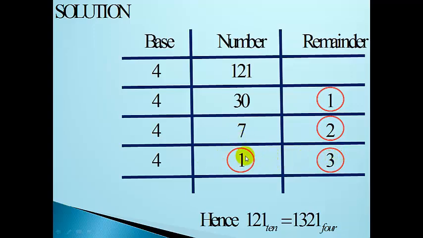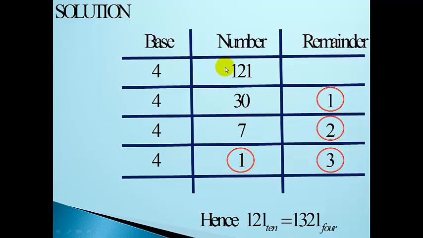and so the remainder is 3. Now because 1 is less than the base, we stop here and write it as follows. We have 1, 3, 2, 1 base 4. This means that 121 base 10 is equal to 1, 3, 2, 1 base 4.